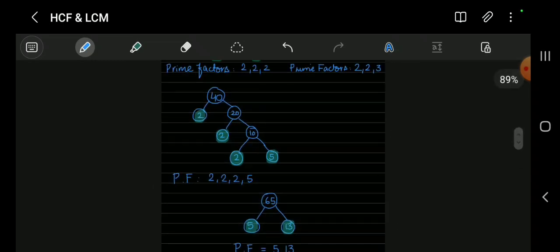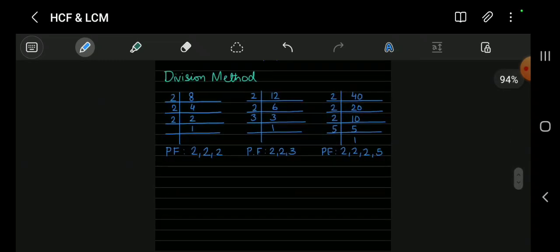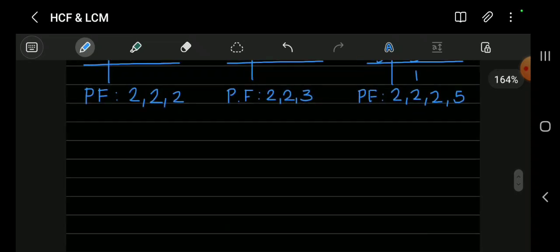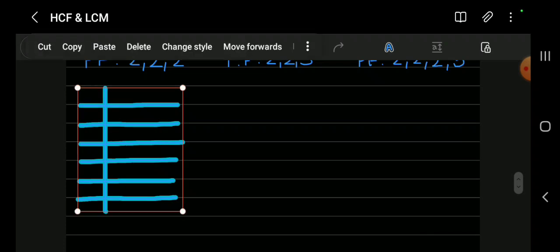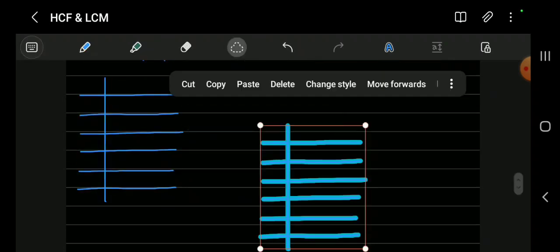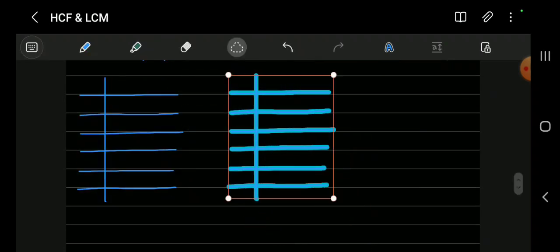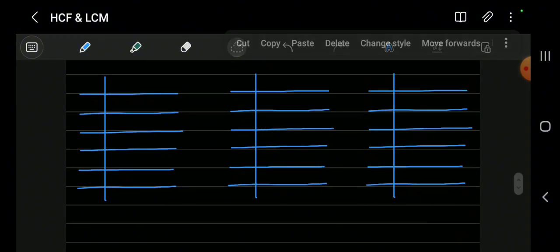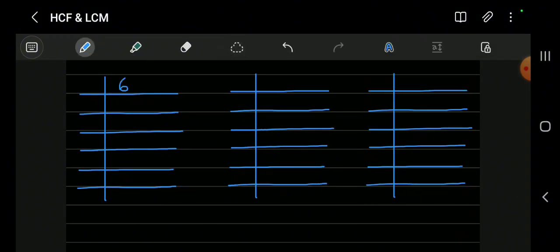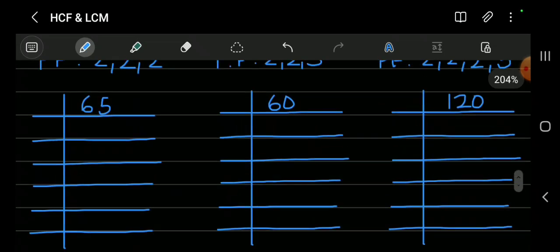Then we have 65 and 60. So let's try that as well. Okay, 65, 60, and let's take any other number, 120 say.